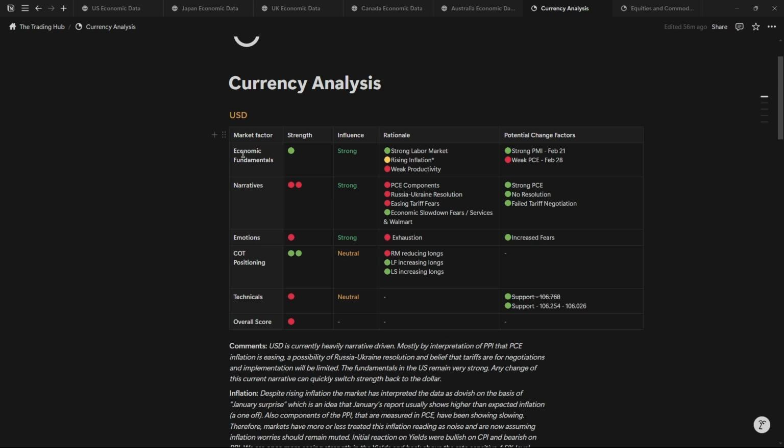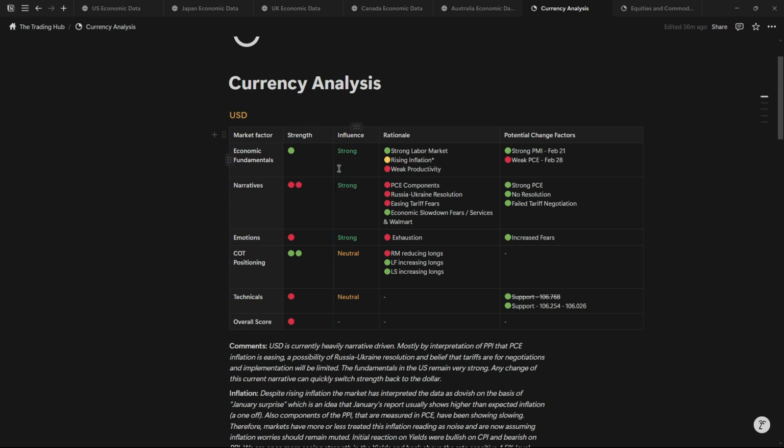So the 4 factors that drive the markets are economic fundamentals, narratives, emotions, and technicals. Those are the 4 factors that drive market prices. Nothing else moves price. So in here, I'm looking at all of these factors and then giving them a rating, and if the rating for everything is good, you get a bullish. If the rating for everything is weak, you get a bearish, and if it's in the middle, you get a neutral.